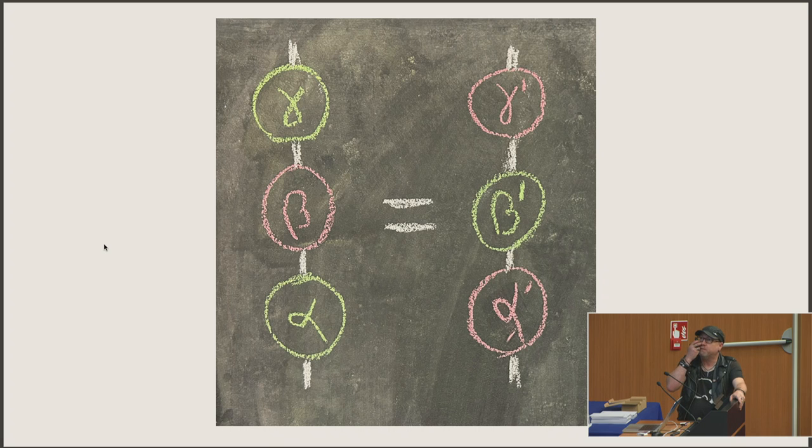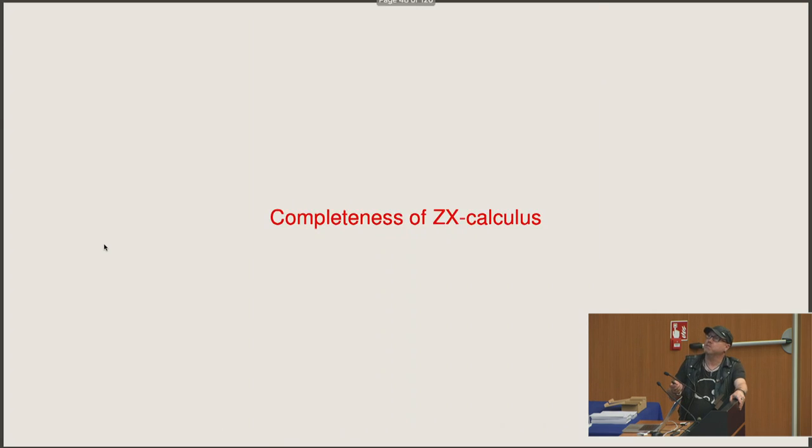Now, why do I give this rule if we never use it? Because there is a very important theorem. And this theorem says completeness of ZX calculus. This is not some notion which is typically known to physicists. It's not something physicists ever would write about.